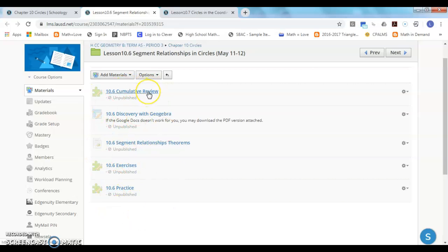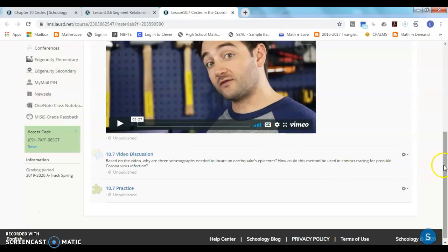You start with your usual cumulative review, and then you have a discovery activity using GeoGebra. I will follow that up with a screencast showing some more examples or how to kind of memorize the theorems or formulas, and then some practice exercises before you actually dive into your assessment for that lesson.